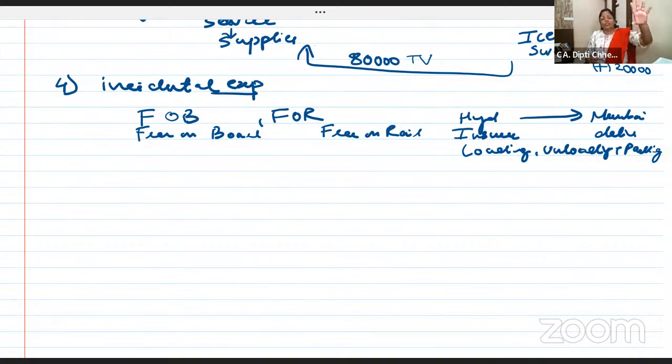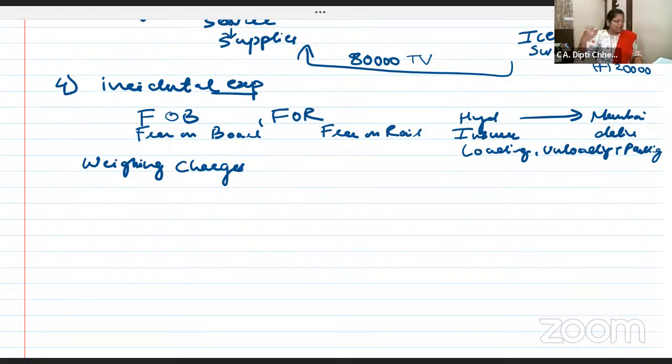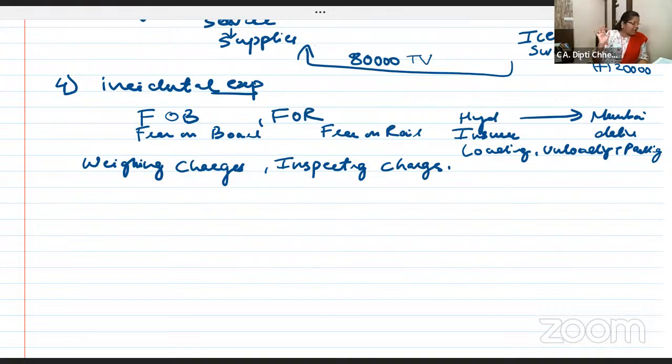Okay, we'll deliver goods to you in Mumbai. So from Hyderabad to Mumbai, when the goods are going, the insurance, the loading, the unloading, the packing, all that will be inclusive. Clear to all of you? And that is called incidental expenses. Packing, commission, installation. Many times we have weighing charges, you know, they go to the weighbridge and weigh the empty vehicle. Then we also do certain inspection and testing and all the charges before we deliver. So all these are added.